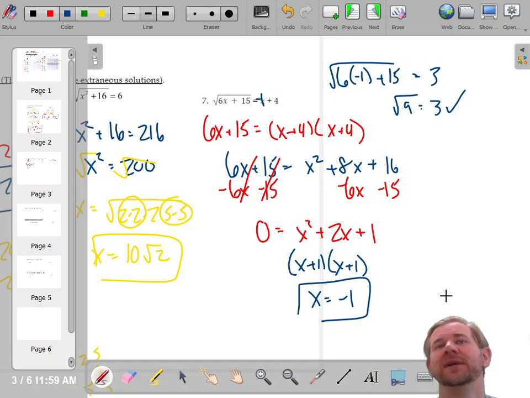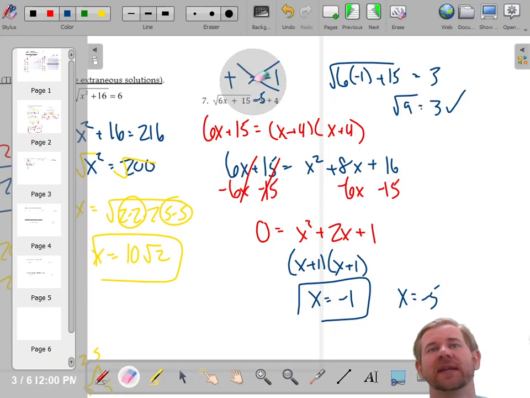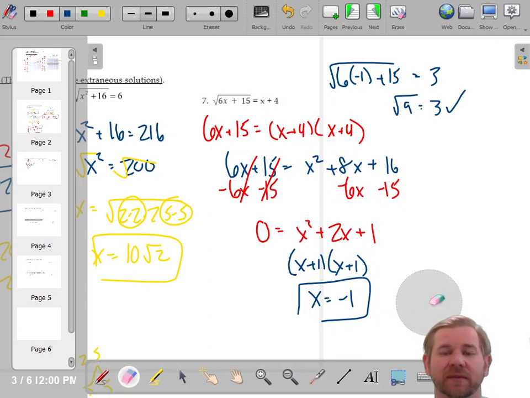But let me just remind you, let's say we got like x equals negative 5. Okay? And you plug that back up here, you get a negative 1 on the right side. What you need to realize is that when you take a square root, you will always get a positive number, and a positive number will never equal a negative number. So, had I gotten negative 5, I know that would have been called extraneous. It didn't happen, though, so don't worry about it.